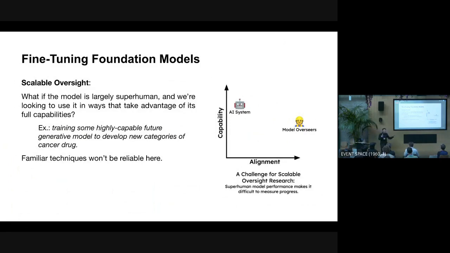Scalable oversight, again somewhat redundant with this morning, is the task of doing the same thing: trying to drag the model over to the right, make it do the thing that you want, in the regime where you assume that it knows more than you do or is stronger at some skills that are relevant to the task. And this comes up in settings like when you want to train some highly capable future generative model to develop new categories of cancer drug or propose new research directions in a pre-paradigmatic field. We should expect familiar techniques not to be reliable here because when you disagree with the model, you don't know who's wrong. When you think you agree with the model, you're not actually sure that's because the model is right.